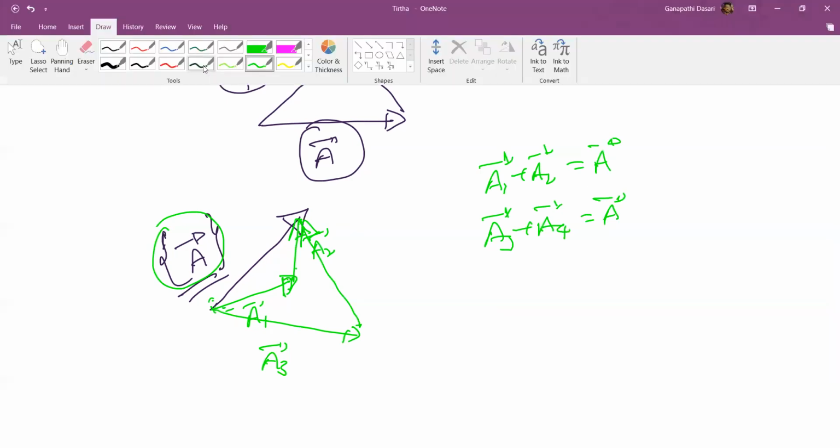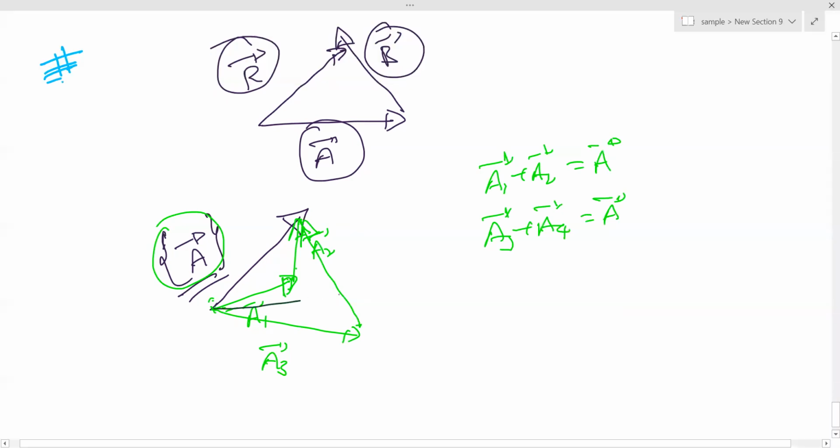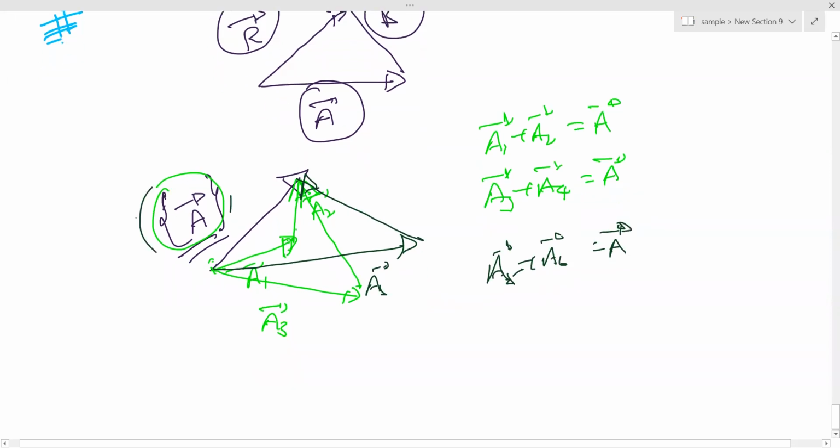Now carefully observe. A5 vector, A6 vector. Adding A5 vector plus A6 vector also, you got the A vector only. That means any one vector can be represented in terms of the addition of two other vectors. There will be infinite combinations you can write of two other vectors. You can add both of them and get the resultant vector.